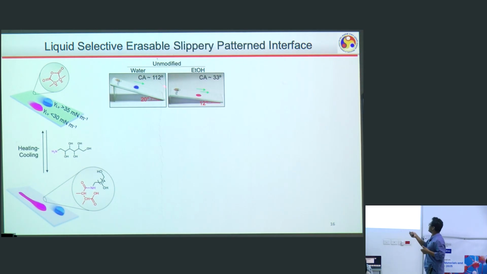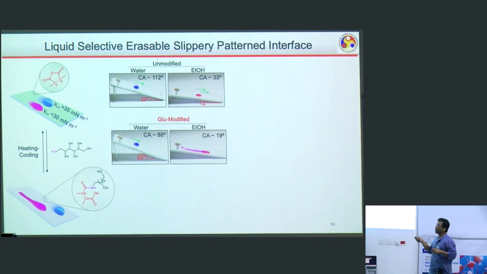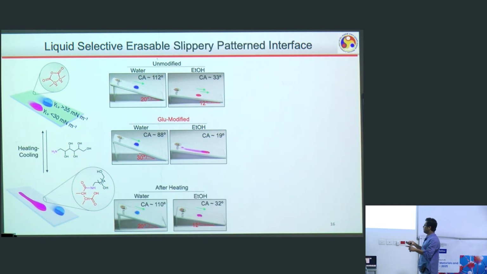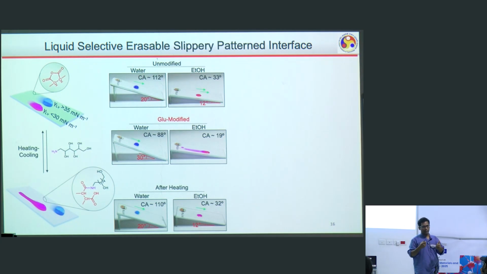Okay, this is the data you can see. So this is the unmodified one, the reactive slippery interface, where the water and ethanol both are sliding off, but once you do the glucamine modification, water is sliding off, but ethanol is spilling all over the place. Now, the same interface, if you further heat it above its phase transition temperature and cool it down at room temperature, then it regains its property back as earlier.